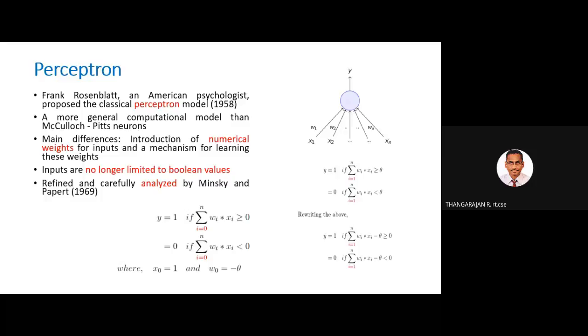You can rewrite this equation by bringing theta to this side. It becomes the summation for i equal to 1 to n of wi into xi minus theta is greater than or equal to 0, and then the output is 1.